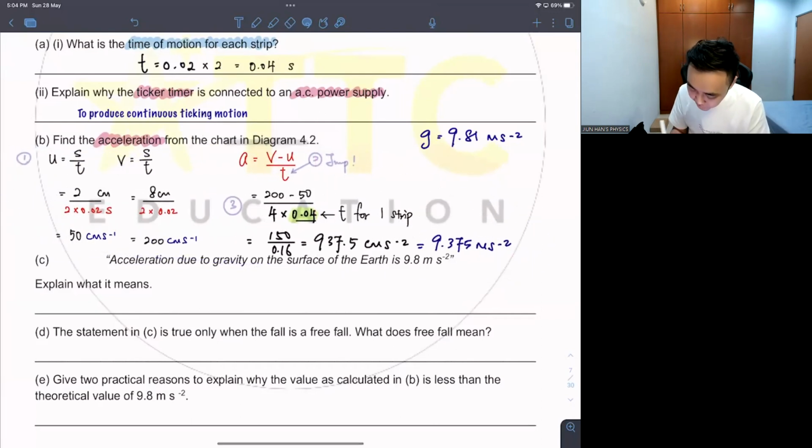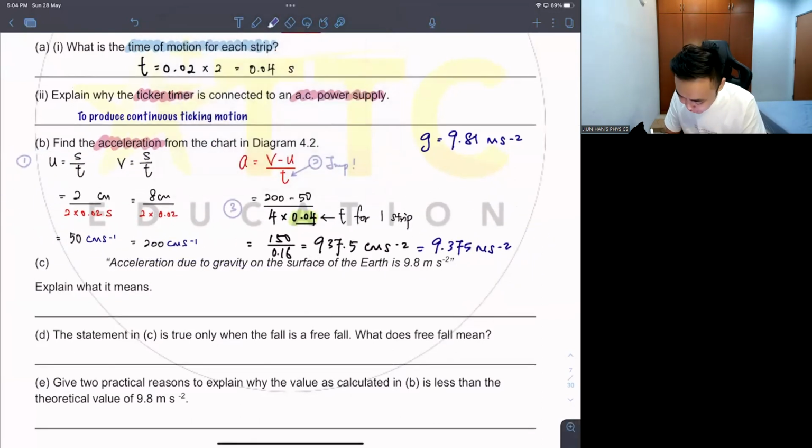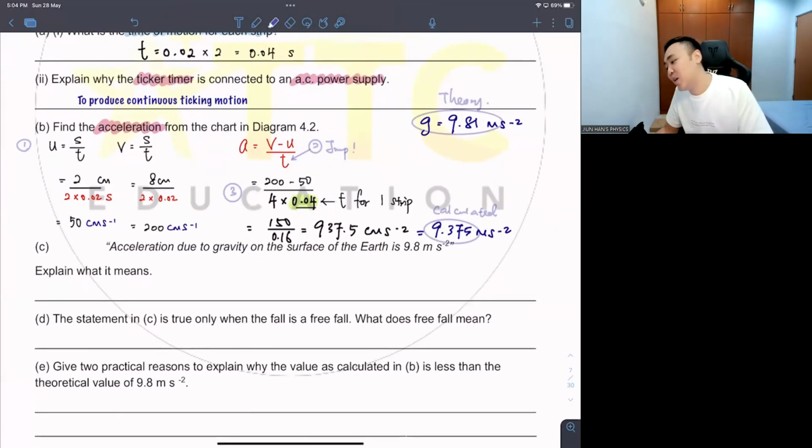Now, this one is your calculated value. You calculated this. This is the theoretical value. So why are they different? Think about it. They will ask this one, actually. So why? In real life, you will never get theoretical answers, right? Why is that so? Come, you guess. Smart guess. Why is the answer different? The one we calculate and the one we read in books.